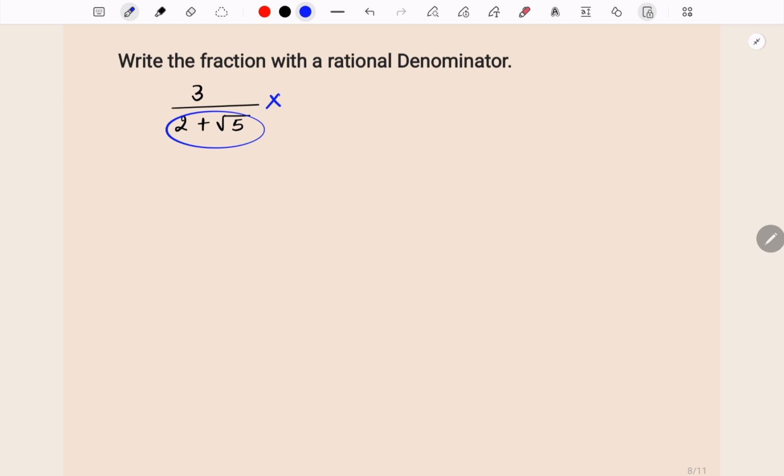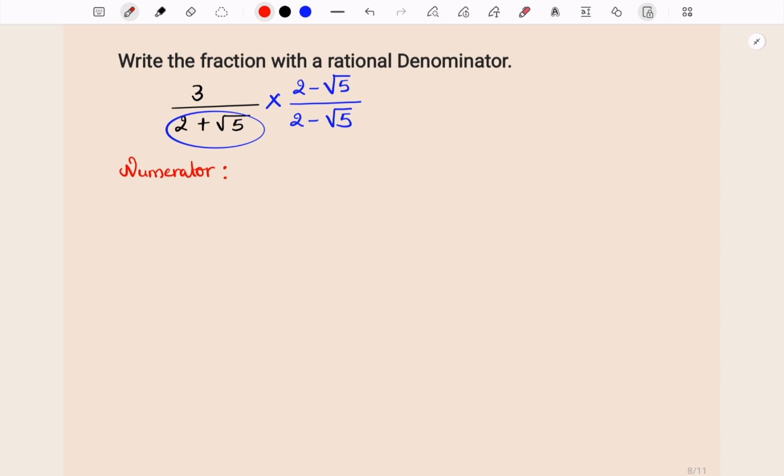The conjugate of 2 plus root 5 would be 2 minus root 5. So I will multiply this fraction with 2 minus root 5 over 2 minus root 5. So let's solve the numerator part and the denominator part separately.